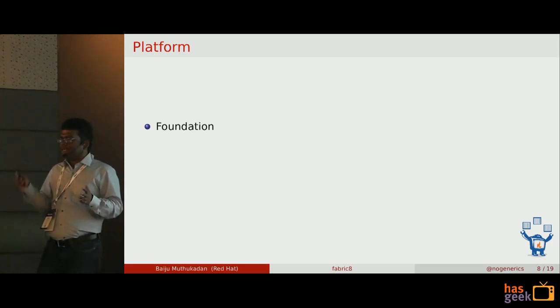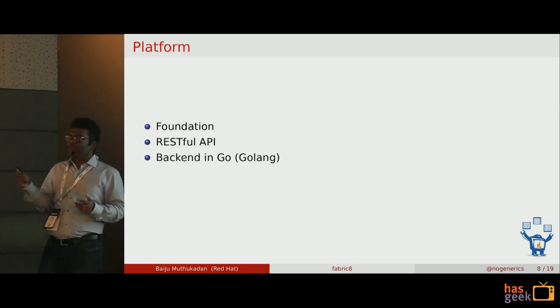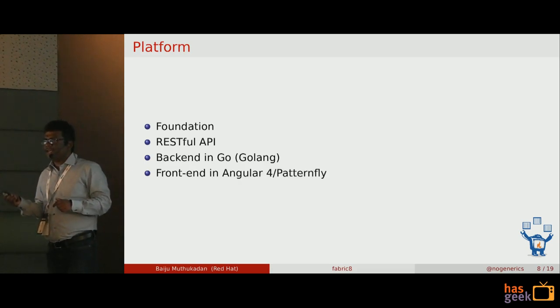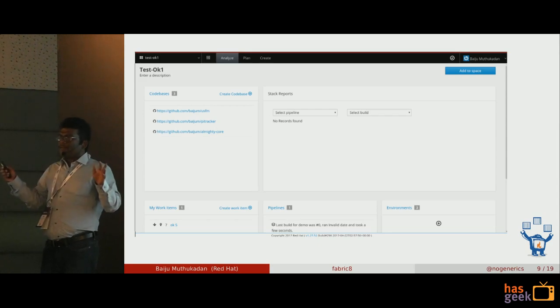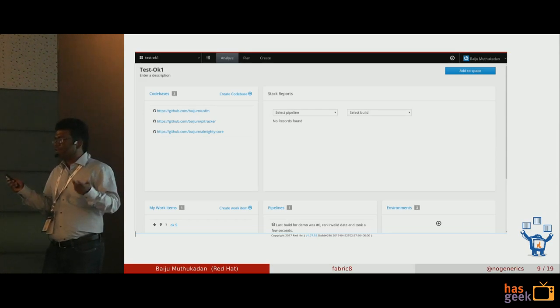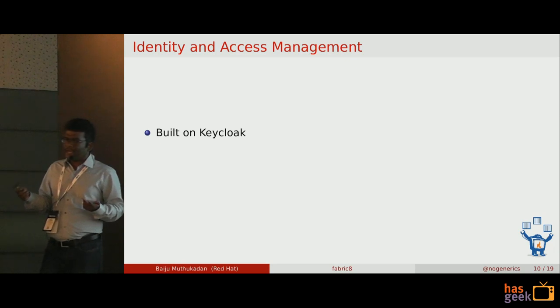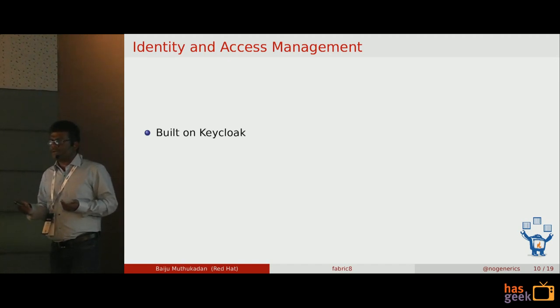So the first part is the platform, which is the foundation for the system. It provides all the RESTful APIs, which are built in the Go programming language, which I'm passionate about. And its front end is written in Angular 4 and Patternfly, which is again built on Bootstrap, things like that. So this is how the main dashboard looks as soon as you log into the system. It's going to change soon. Then the next component is SSO, which provides an identity and access management system, again built on top of another open source component called Keycloak.